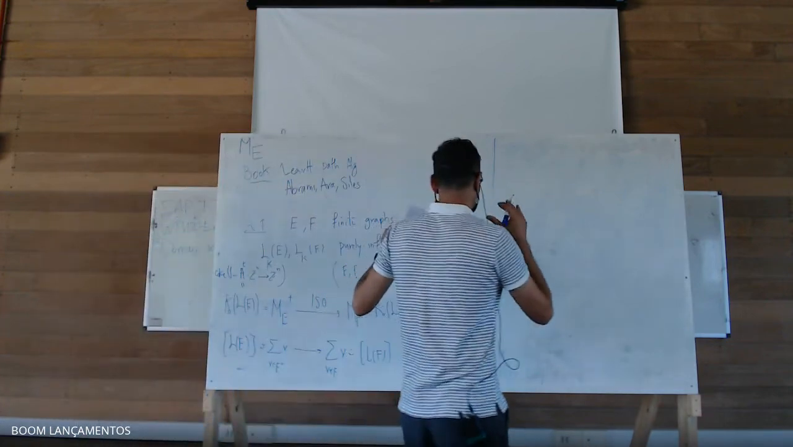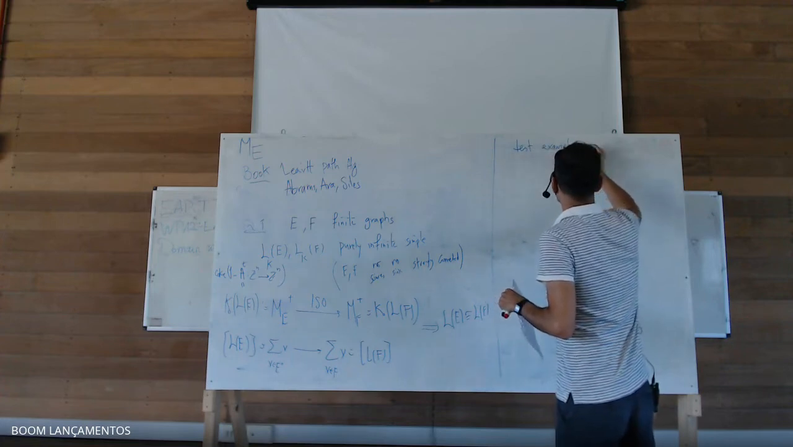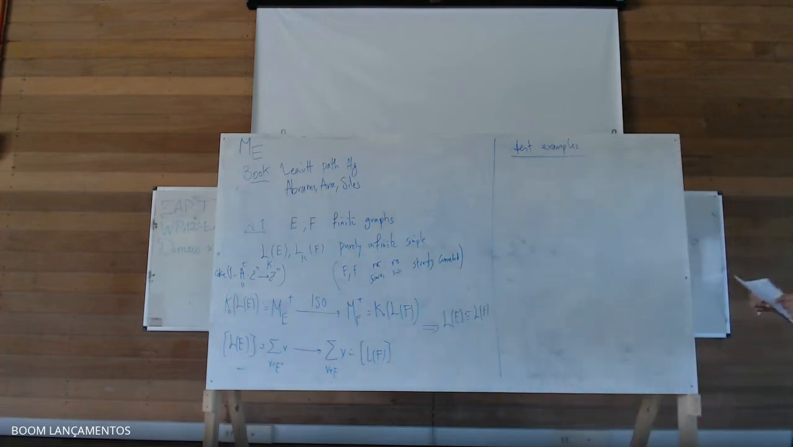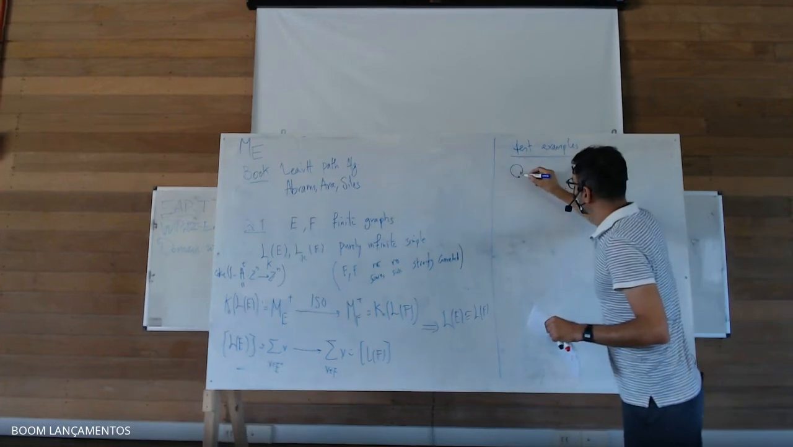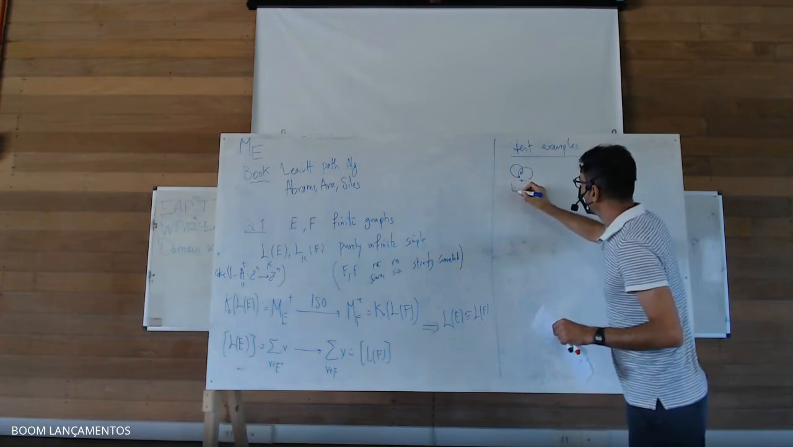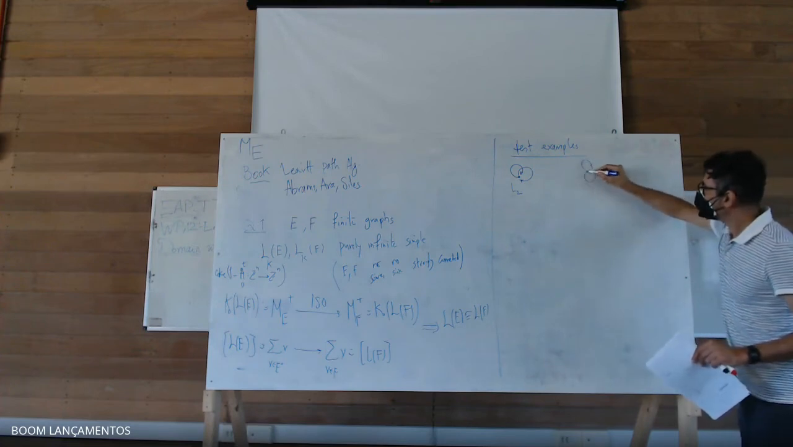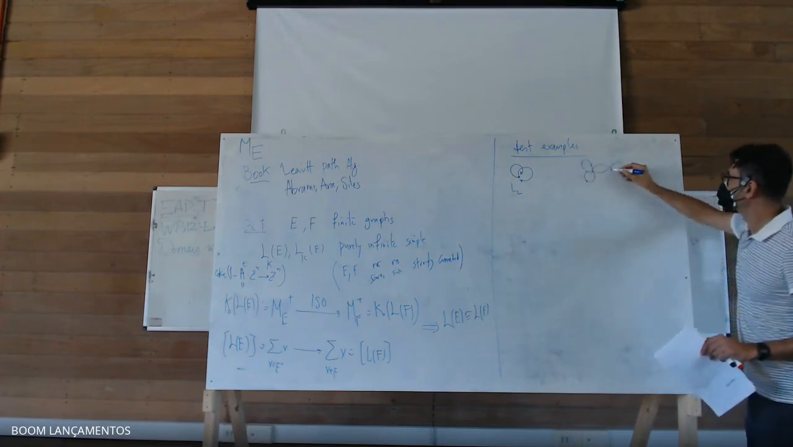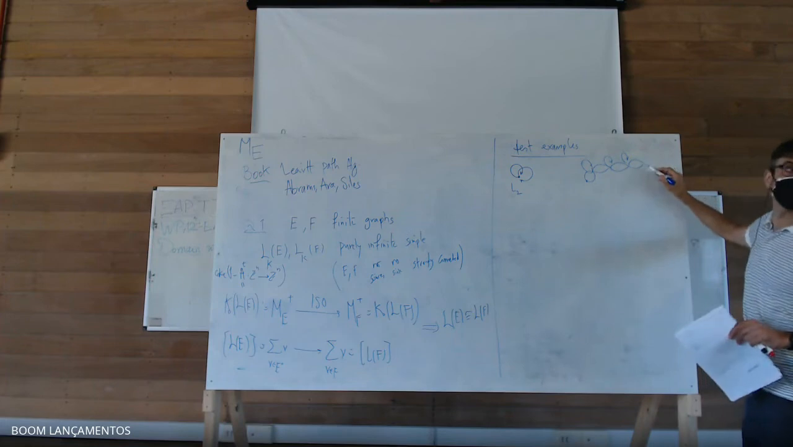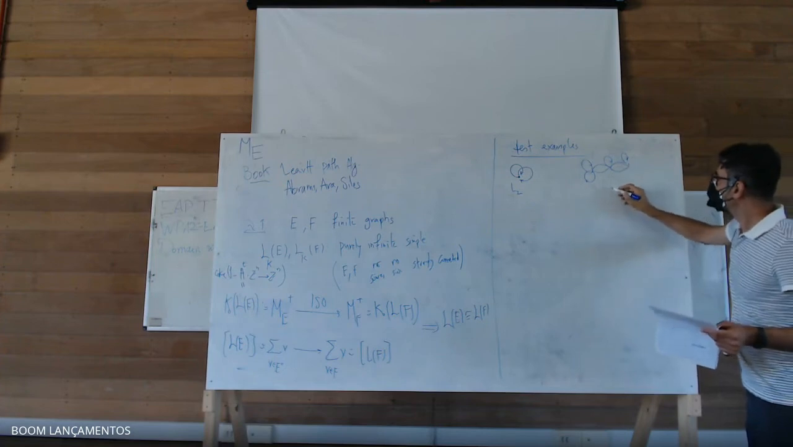Now, as a test example, let's look at two graphs. See what happens with this statement in these two graphs that I'm going to write. One is one vertex and two loops. So let me call it L2. The other is the same, but I'm going to attach a bit of a tail here. This not there. Okay, L2 minus.